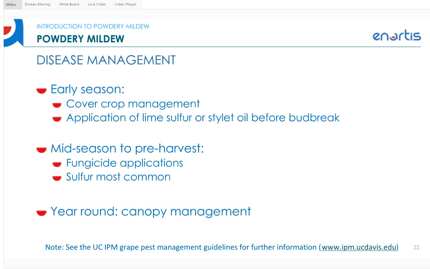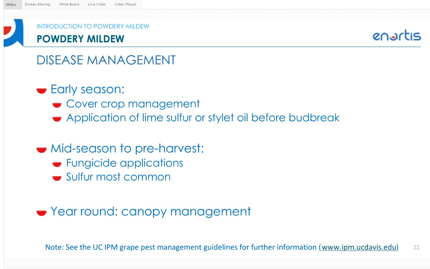Sulfur is actually most common because it is cheap and can be used organically or inorganically, and it has no risk for resistance development like other fungicides might have. Even some growers will include sulfur in the tank mix to help resistance management. And then again, canopy management is the name of the game. Leaf removal is often used to open up the canopy where it's too dense, let light in, and allow for better coverage of fungicide sprays.